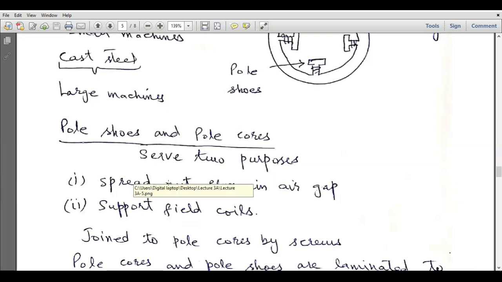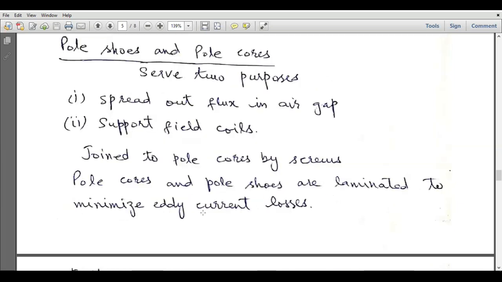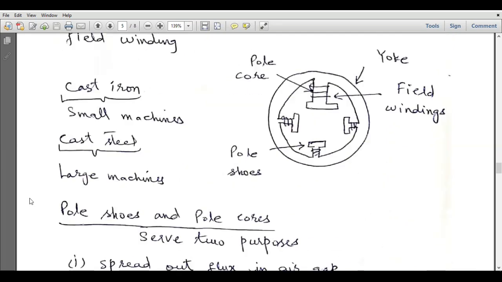The pole shoes spread out flux in the air gap and they support field coils. They are joined to the pole cores by screws. Pole cores and pole shoes are laminated to minimize eddy current losses. So these are the pole cores over which we have done the field winding, and these are the pole shoes. And pole shoes have a slightly bigger cross section as compared to the pole cores.